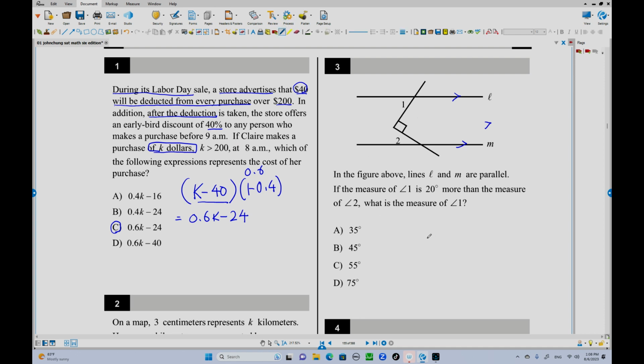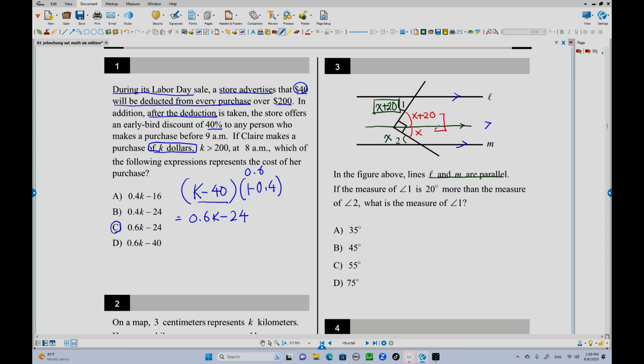Number 3. L and M are parallel, and angle 1 is 20 more than the measure of angle 2. If the measure of angle 2 is x, angle 1 is x plus 20. What is the measure of angle 1? This angle. We need one more parallel line there to solve this one. So what is the measure of these angles? X plus 20, alternate interior angles, and this is also x. Alternate interior angles again.